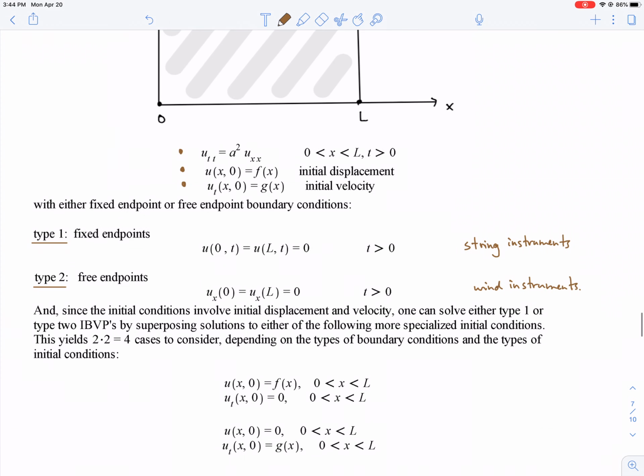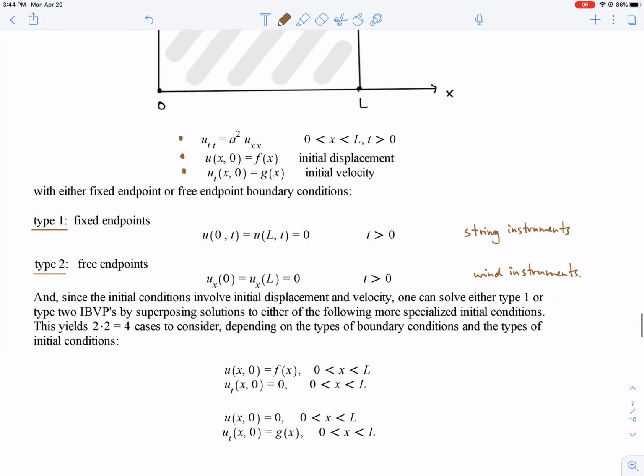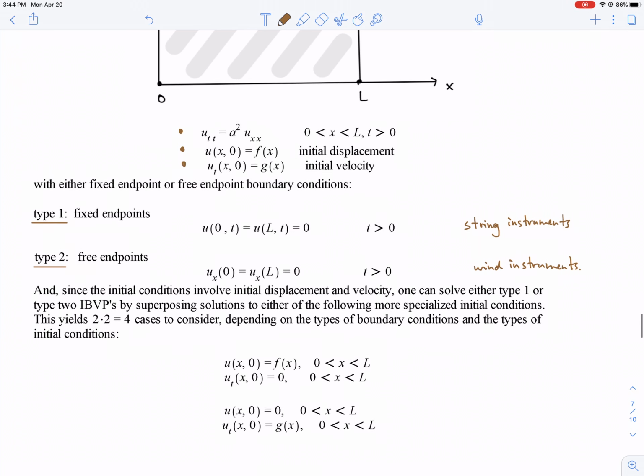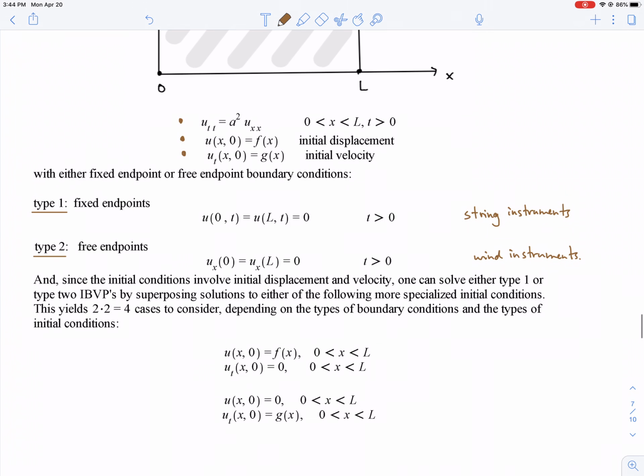And string instruments, like I said, are transverse oscillations, and wind instruments are pressure waves. Okay, so altogether you can get 4 kinds of problems. So the boundary conditions can either be type 1 or type 2.